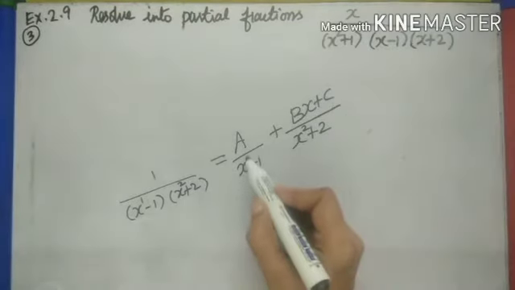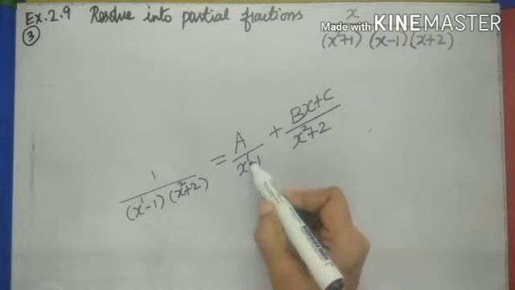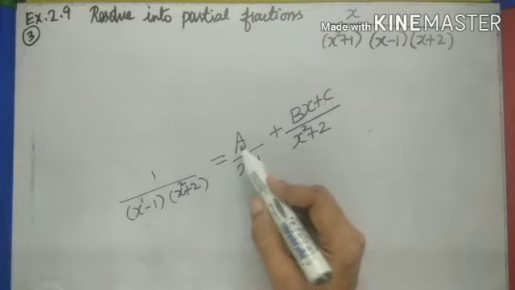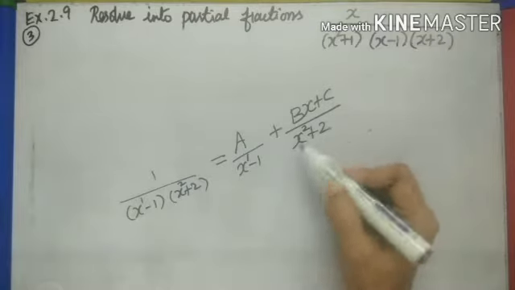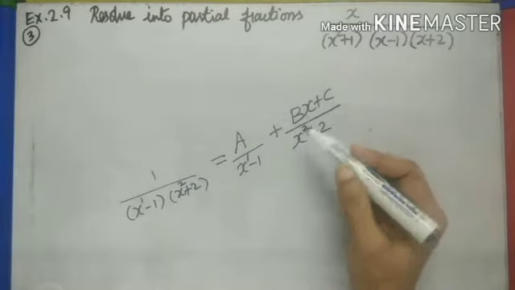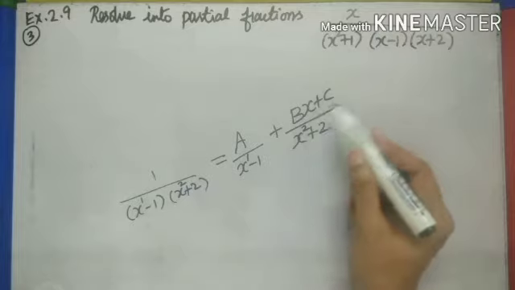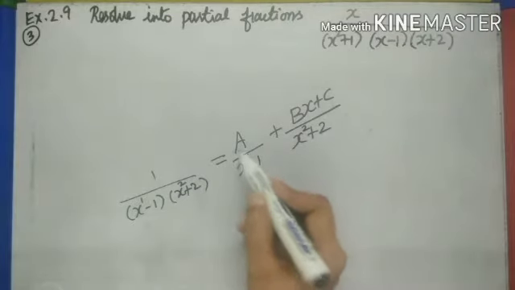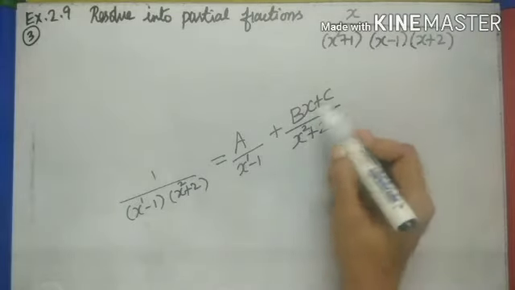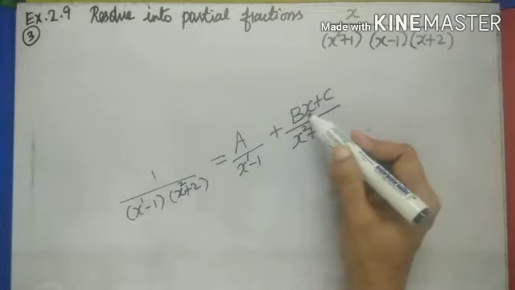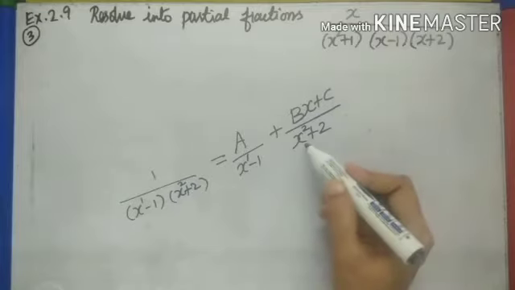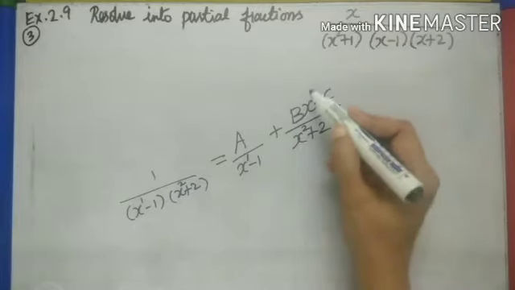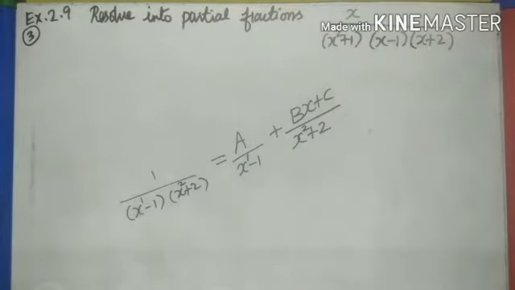See, denominator power 1, I keep only a in the numerator. Denominator power 2, which I am not able to factorize, I keep two constants. Power 1, one constant. Power 2, two constants. One with x, one without x. Or in other words, if I have 2 degree in the denominator, keep 1 degree in the numerator.